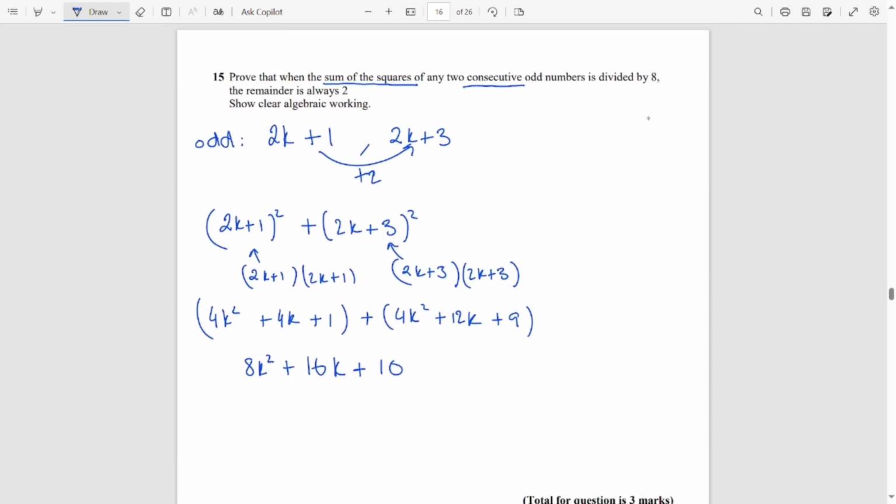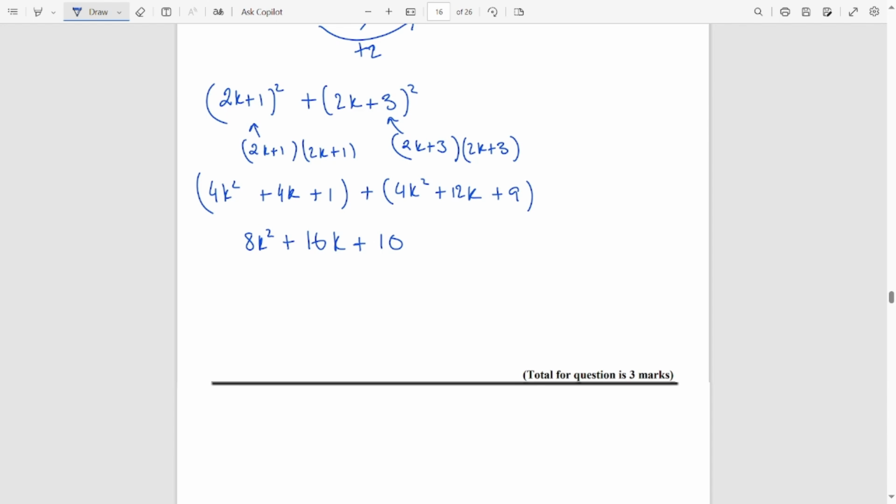Now what I want to consider is what happens when it's divided by 8. I want to show the remainder is always 2. And so what we're going to do is we're going to factorize 8 out of this. So I want 8, and I want to open up some brackets. Now if I divide the first term by 8, I'm going to have k squared. If I divide the second term by 8, this is divisible by 8, so 2k.